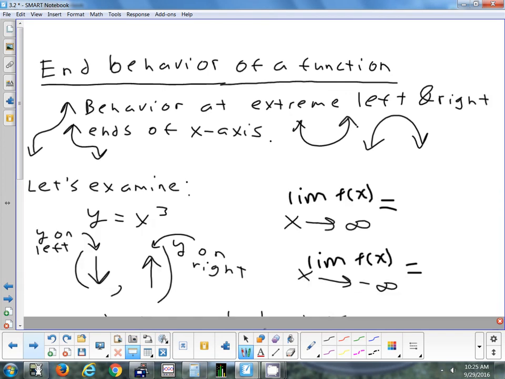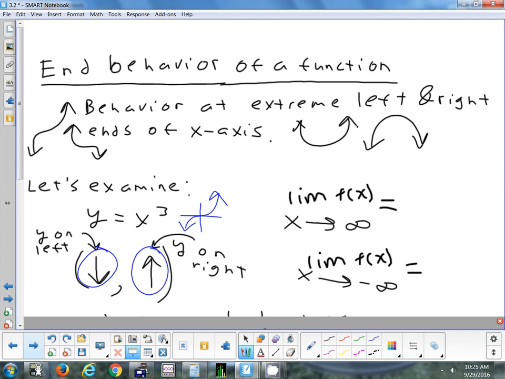Okay, so let's examine one of these 4 cases, and I'll show you how you can describe it with 2 different notations. Here's your graph of y equals x cubed. If you graph it, it'll look something just like that. So the way you describe the behavior is inside parentheses, the left side is heading down. The y values on the left are heading down. The y values on the right are heading up. That's one notation you can use.